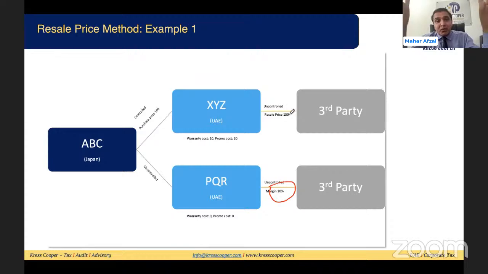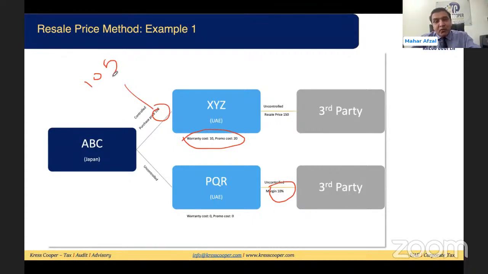Remaining is the cost. We have already discussed there are two components: one is the controlled cost, second the uncontrolled cost. Now the controlled costs are actually, as they are, 10 and 20. So 150 into 90% is 135, less 10, less 20, gives 105. Principally, this price, instead of 100, would have been 105. So this is the resale price method.